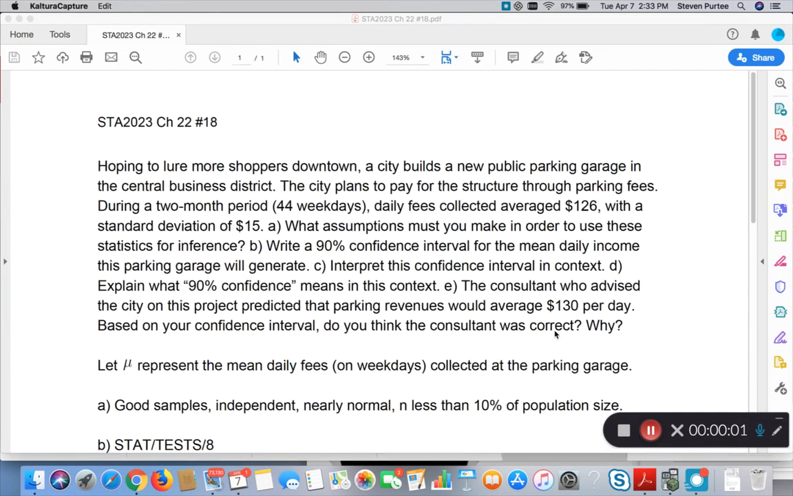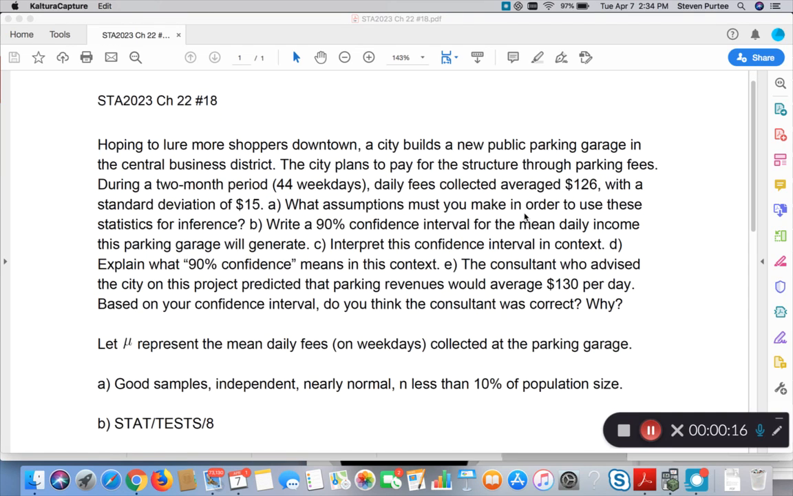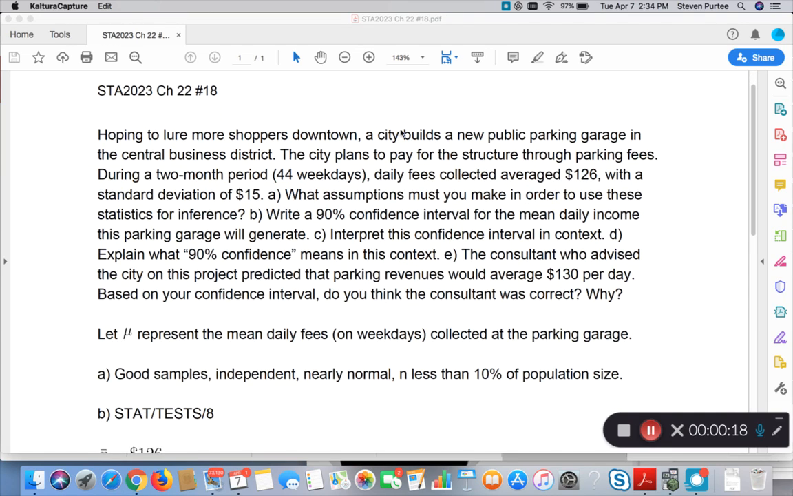Okay, this is chapter 22, number 18. We're doing a mean problem. This will be a confidence interval for means. We know that because the problem gives us a standard deviation and says the word average or mean in it. Okay, pause the video and read this paragraph.